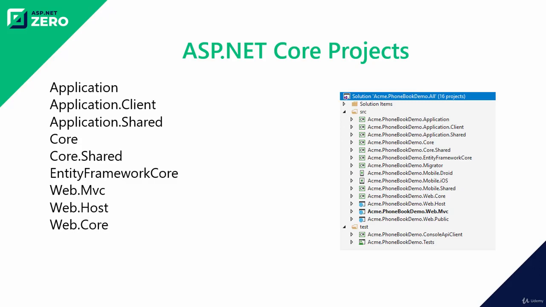Web.core contains some shared code used by the MVC and the host project. And web.public contains, well, a separate public website. We won't be exploring that one any further in this course. The migrator project is used for database migrations with EF Core. Finally, there are also several test projects containing the unit and integration tests for the application.